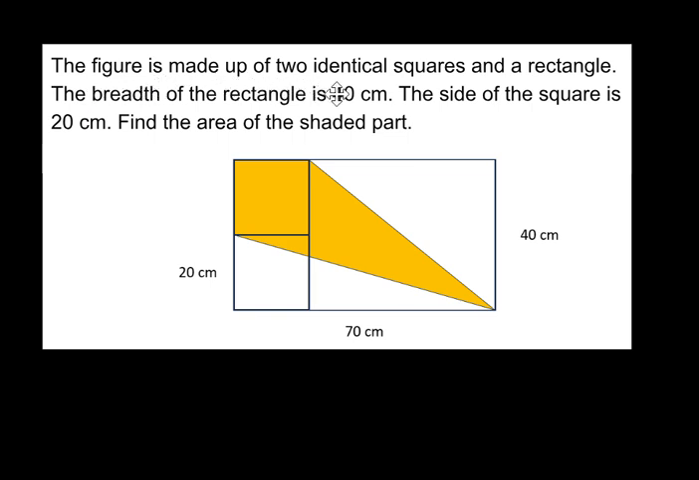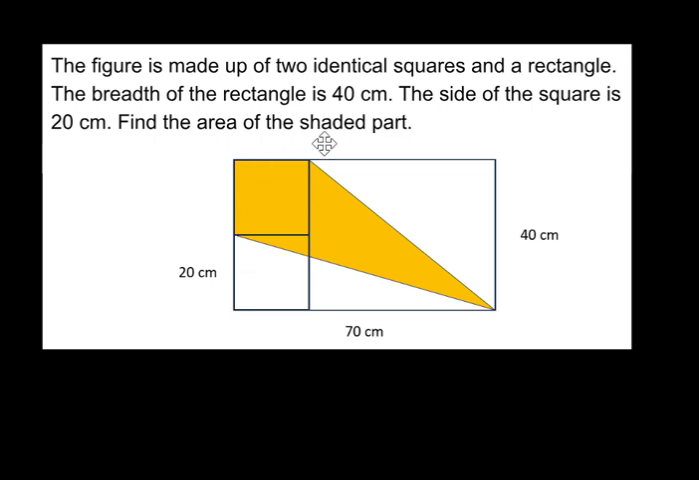The figure is made up of two identical triangles and a rectangle. The breadth of the rectangle is 40 centimeters. The side of the square is 20 centimeters. Find the area of the shaded part.